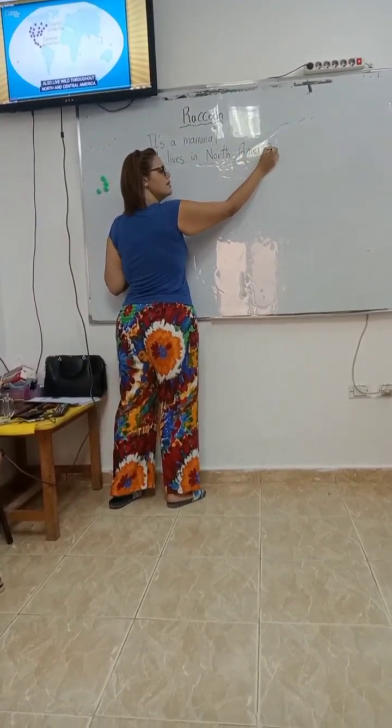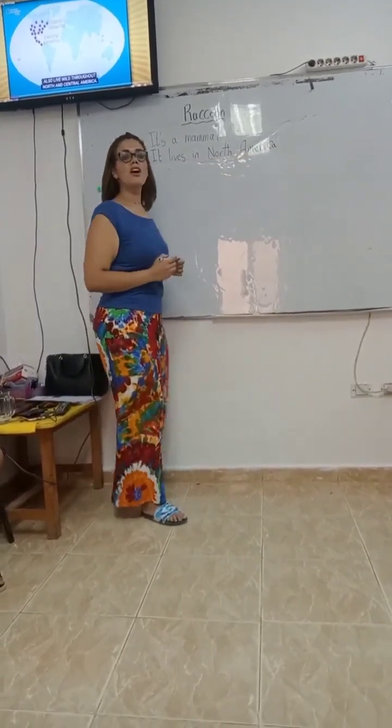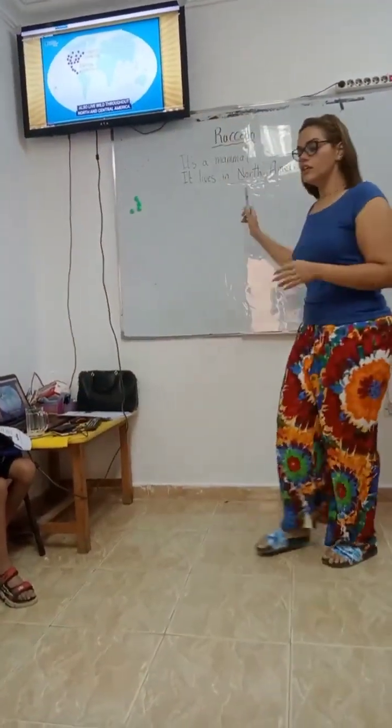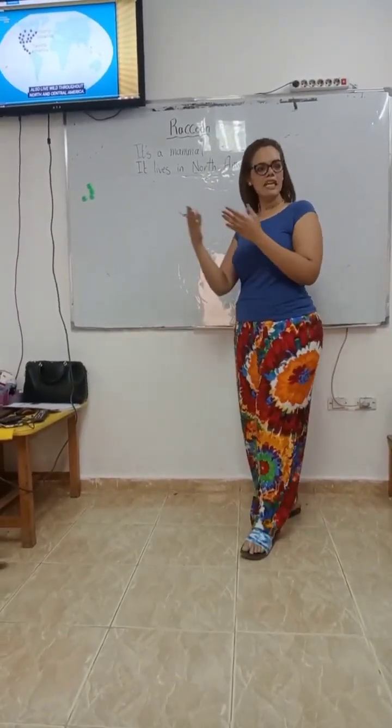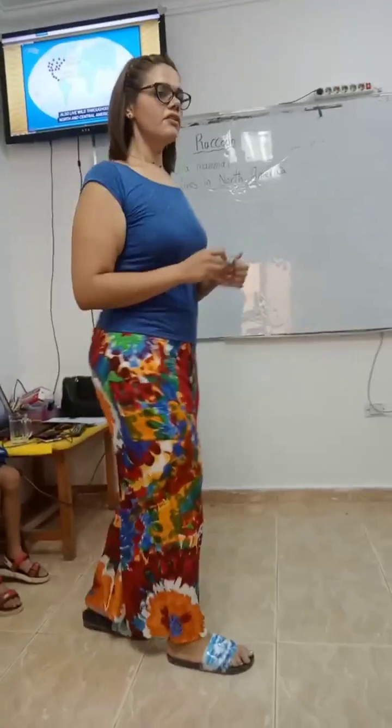I'm going to say it lives in North America. Miss Lamis, why did you write North capital and America capital? Because it's a proper noun. It's the name of a place or the name of a country. When I am talking about names, it should be a capital letter. Don't write Miss Lamis with a small letter. We are going to write Lamis with a capital L, Safe with a capital S, Mall of Egypt with capital M, capital O, capital E, because it's a proper noun, names. So names are always capital. Great job.